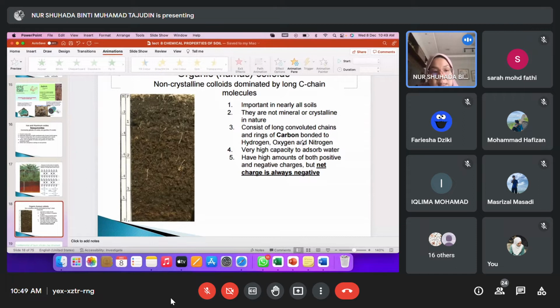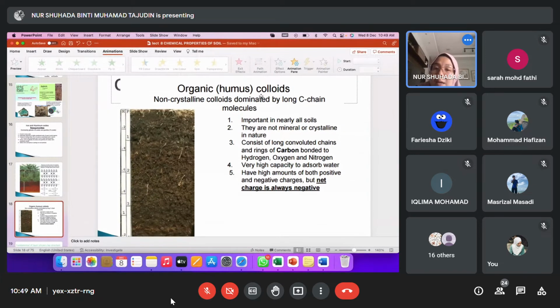Okay, so the last one is the organic, or what we call humus. It is not a soil, but it is still categorized under colloids. These organic colloids are different because they are only dominated by long carbon chains. It is important in nearly all soils because it helps in retaining nutrients, but it doesn't have a crystalline structure. It only has long chains.